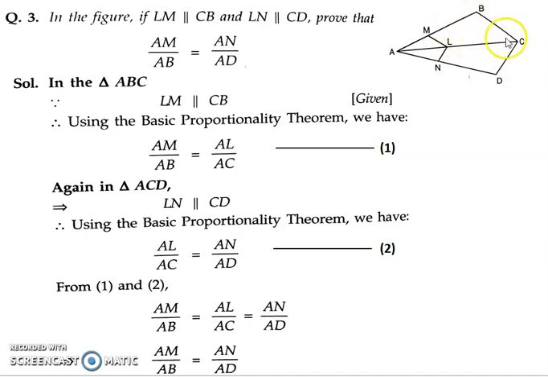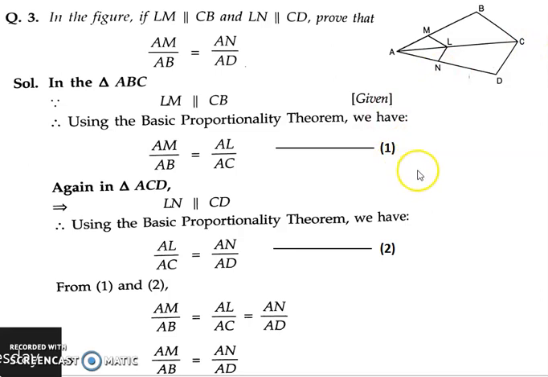So consider triangle ABC. In triangle ABC, LM is given parallel to BC. So we can say that AM by AB. Now I have considered the corollary of BPT here. Not AM by MB, because as per the requirement of the question, I need AB. See here, AB in the denominator. That's why I'm using the corollary of BPT. AM upon AB is equal to AL upon AC.